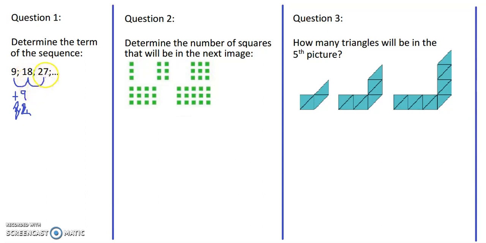But 18 plus 9 is going to give us 27, so that means the next term is going to be 27 plus 9, which is 36. Not bad at all. Question 2.